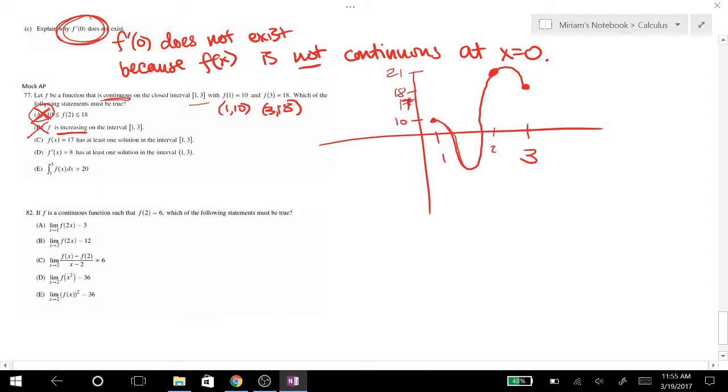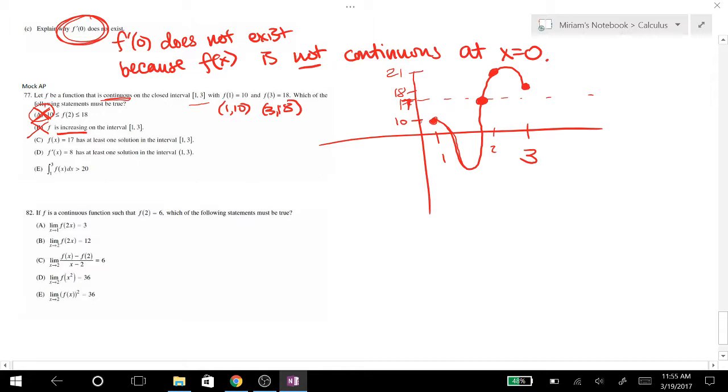17 is right here. So it's saying at least one solution in between 1 and 3 is 17. So it's saying at least one time the y value is going to be 17. Well, that's true, because there's no way I can make this graph without crossing 17. If I want to get from this dot f of A to f of B, I need to cross 17 somehow.